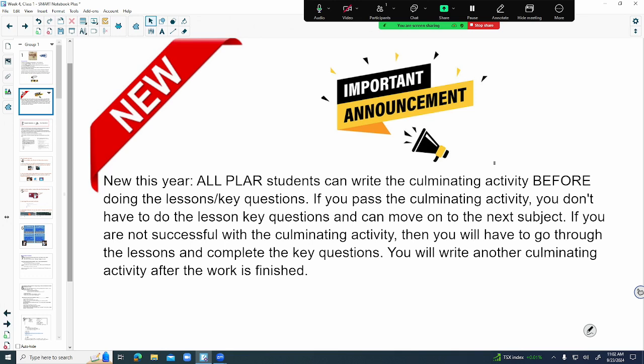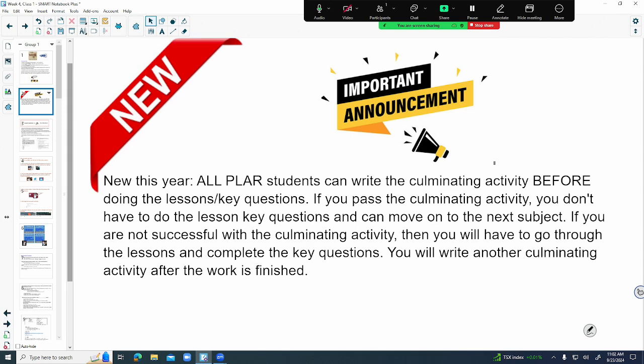Something new this year for PLAR students: all PLAR students can write the culminating activity before you do the lessons and the key questions. So if you feel confident about your skills in any of the subject areas, math, English, science, or history and geography, you can write the test or the culminating activity before you do the lessons. If you then pass the culminating activity, you don't have to do the lessons and the key questions, and you can just move on to the next subject.